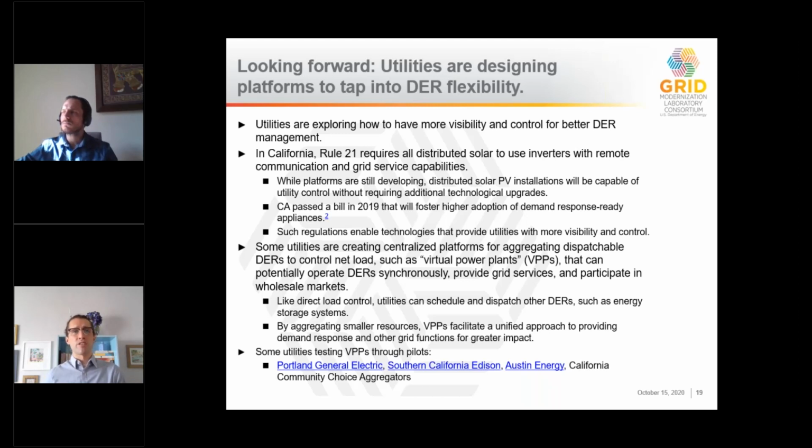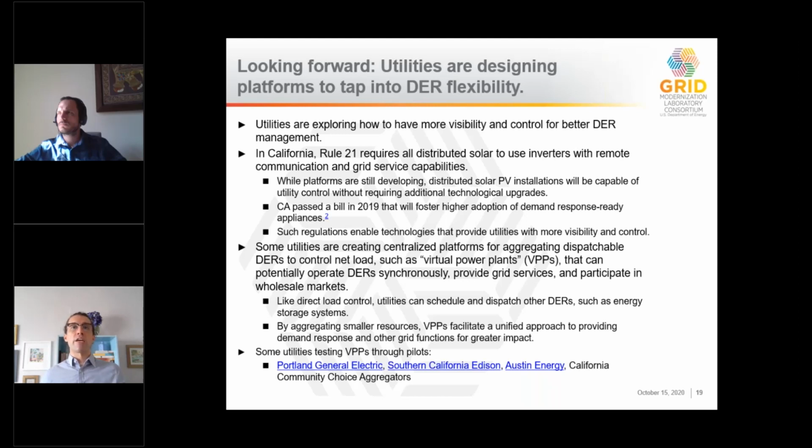So these regulations enable technologies that will ultimately provide utilities with more visibility and control. On the utility side, some utilities are creating centralized platforms for aggregating dispatchable DERs to control net load, such as virtual power plants that can potentially operate DERs synchronously, provide grid services, and participate in wholesale markets. So kind of like how we talked about direct load control, VPP would enable utilities to schedule and dispatch other DERs, such as energy storage systems.